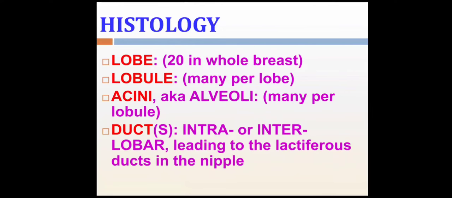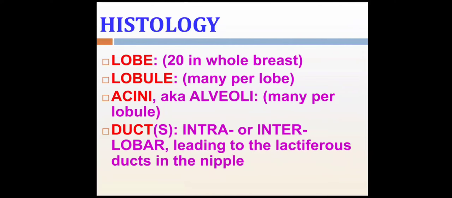What is acini? It is a gland. So, a group of cells form a small gland or acinus. Multiple acini form a lobule, and multiple lobules form a lobe.